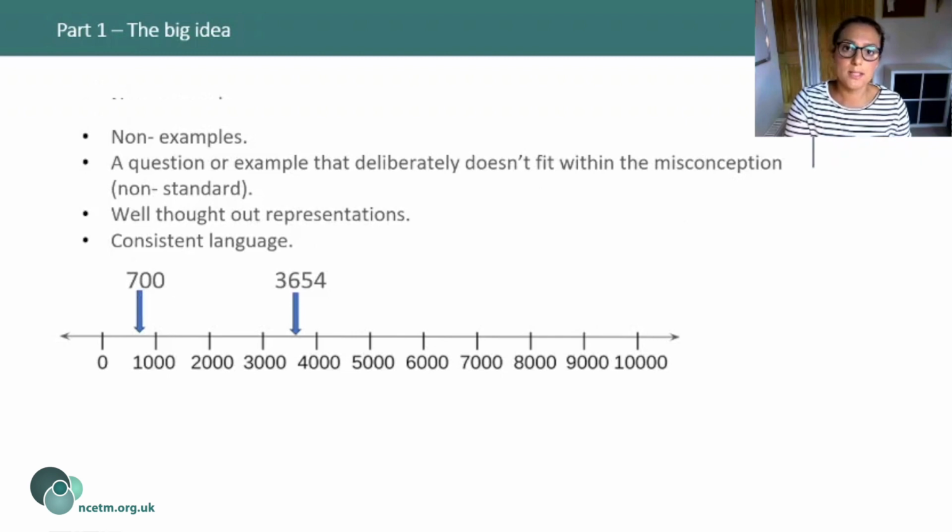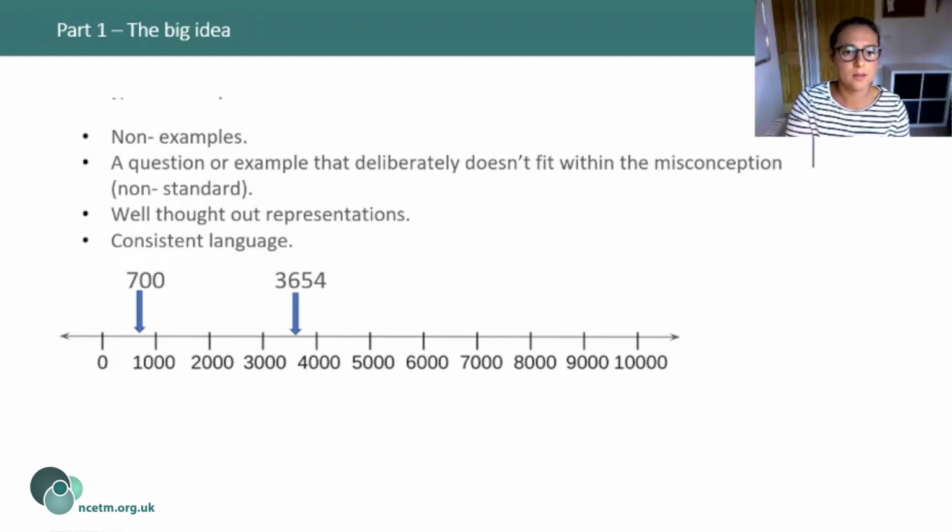So how would I address these misconceptions? I might choose some non-examples to really draw out and highlight these misconceptions. I might choose a question or example that deliberately doesn't fit within their misconception, so where they can't always use the last digit on the right to determine where a number rounds, if we're rounding to the nearest 100, for example. Or a non-standard example, so not always just rounding to one decimal place fewer than they're given in the question.